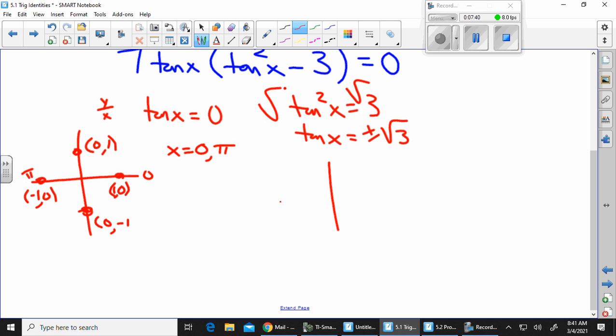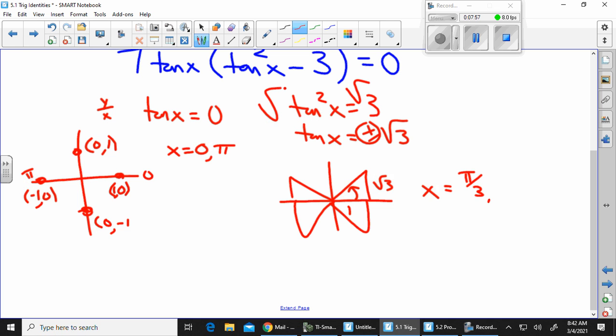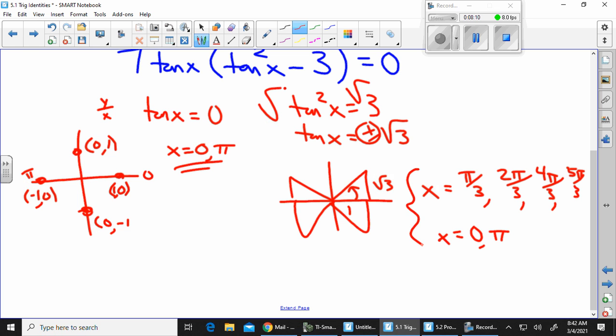Where is tangent radical 3 over 1? Well, that's a 60-degree angle. It's plus or minus, so it's in every quadrant. So what are those multiples of 60 degrees? Pi over 3, 2 pi over 3, 4 pi over 3, 5 pi over 3. And then you would also have the 0 and pi from there. So there's 3, I guess, that involve factoring. Hopefully that helps.